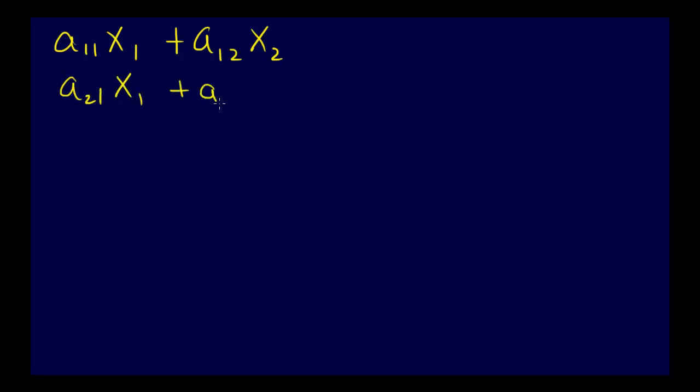Starting with a simple system of equations, we have a11x1 plus a12x2 equals b1, and a21x1 plus a22x2 equals b2.